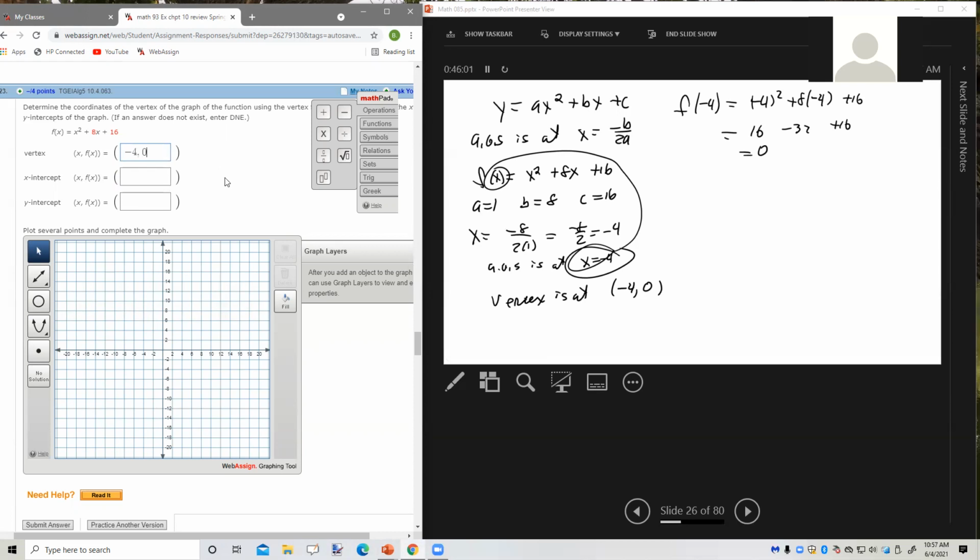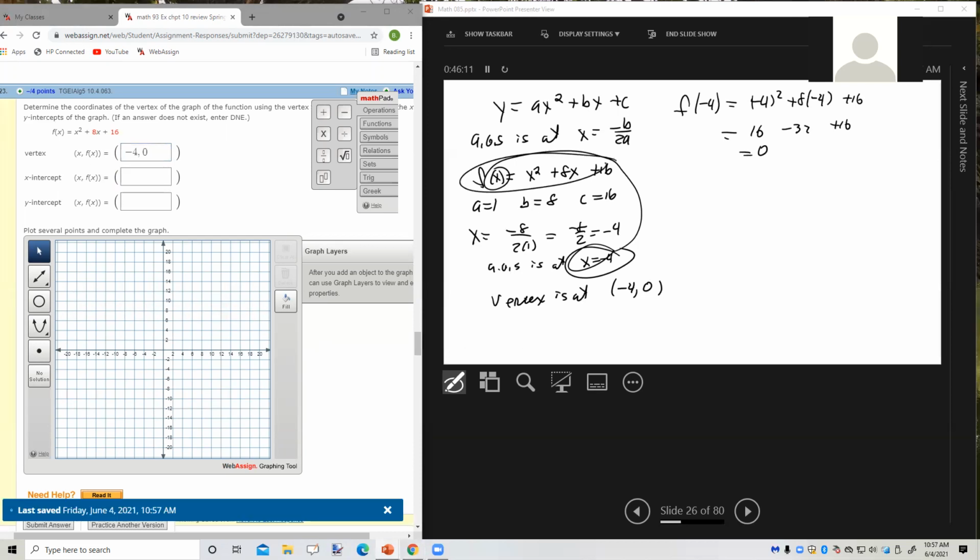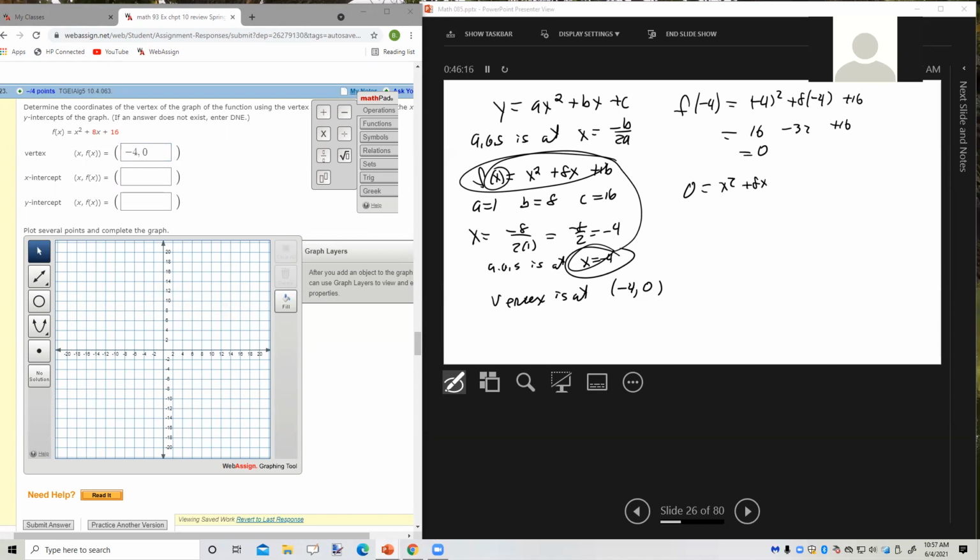Now, x-intercepts. To find x-intercepts, you'd set y equal to 0. So let's take a look at that. If we set that equal to 0, oh, that's the same thing we just had, isn't it? Yeah, and those are still true, but now we're going to use the quadratic formula.